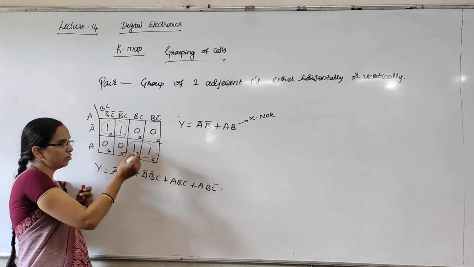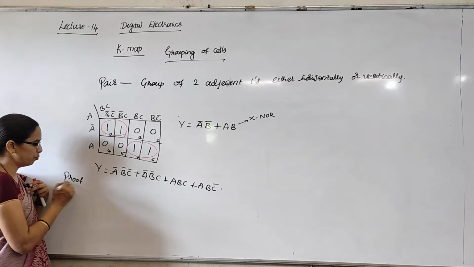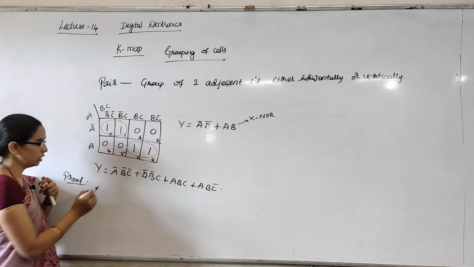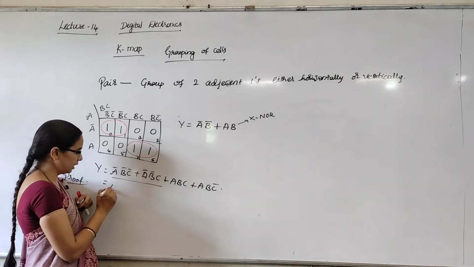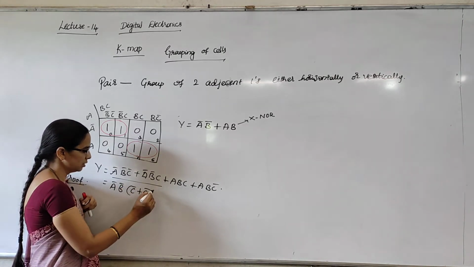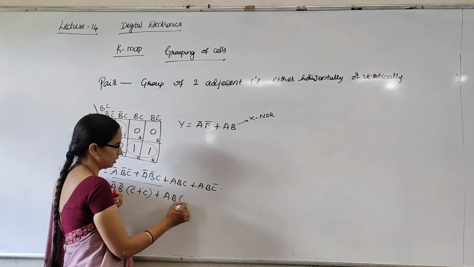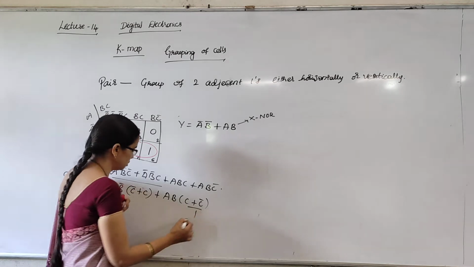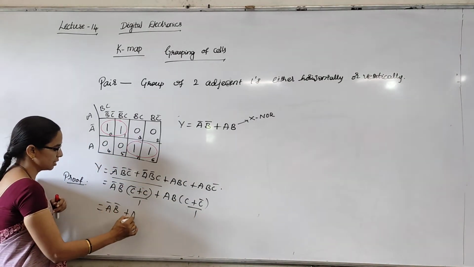Okay, this is how. But if I prove this using the Boolean laws, here in these two, I will take A bar, B bar common, C bar plus C, plus here I will take AB common, C plus C bar. This is 1, this is 1. So A bar B bar plus AB.